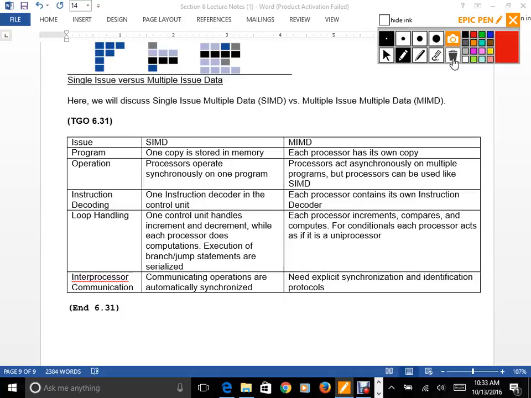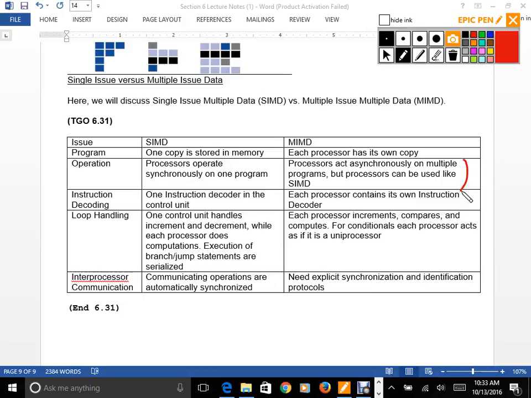So the operation: the processor operates synchronously on 1 program. In multiple issue multiple data, the processor acts asynchronously on multiple programs, but processors can be used like SIMD. Meaning that you can either use the processors to do multiple data, or you can have the processors do multiple programs, or you can have multiple processors run the same program. So it's kind of the idea of thread level and instruction level parallelism.